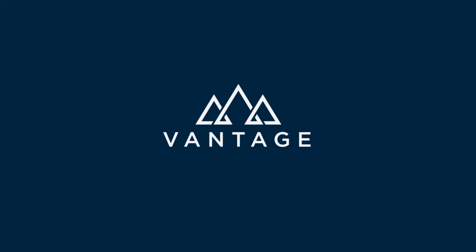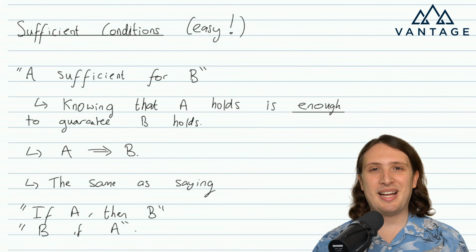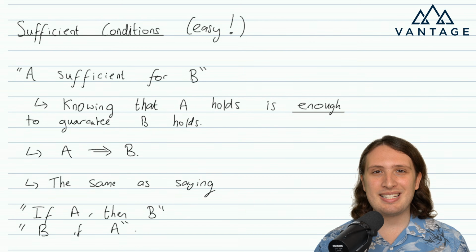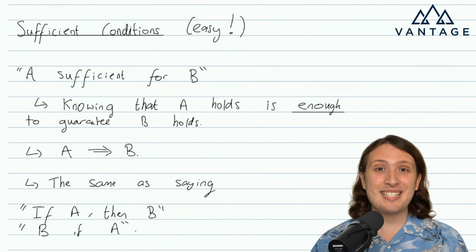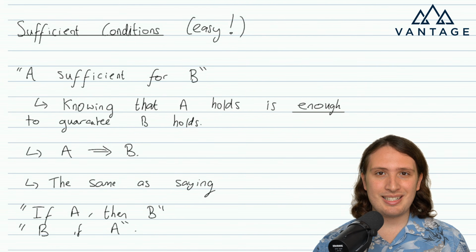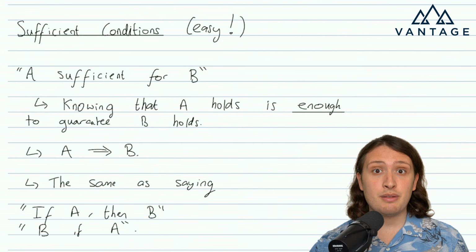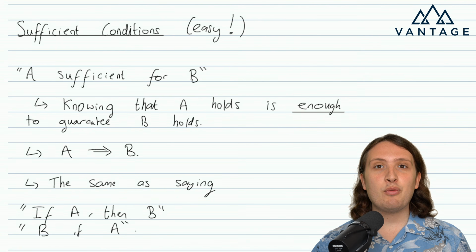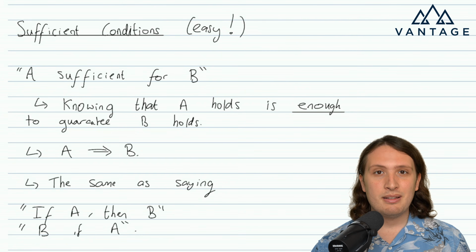Let's begin with sufficient conditions, which are generally found to be a little easier, since it essentially means the same thing as in everyday language. The word sufficient in mathematics means exactly the same as in everyday language. It just means enough. So if we say that A is a sufficient condition for B, or A is sufficient for B, we're saying that if we know A is true, that is enough to guarantee that B is also true.